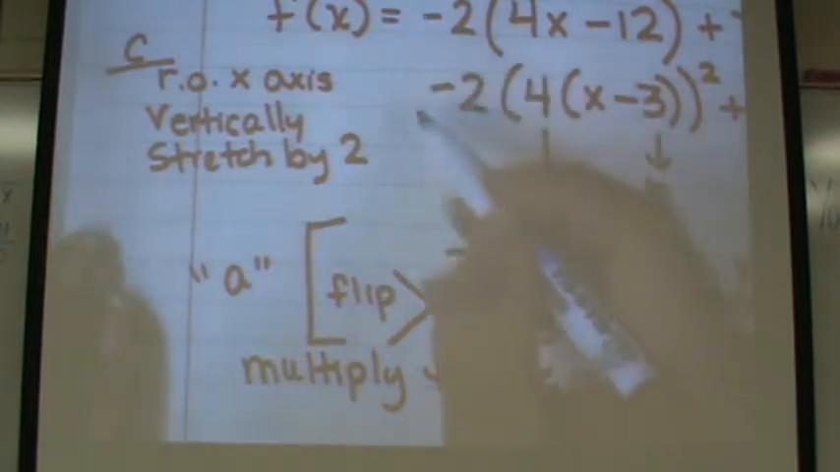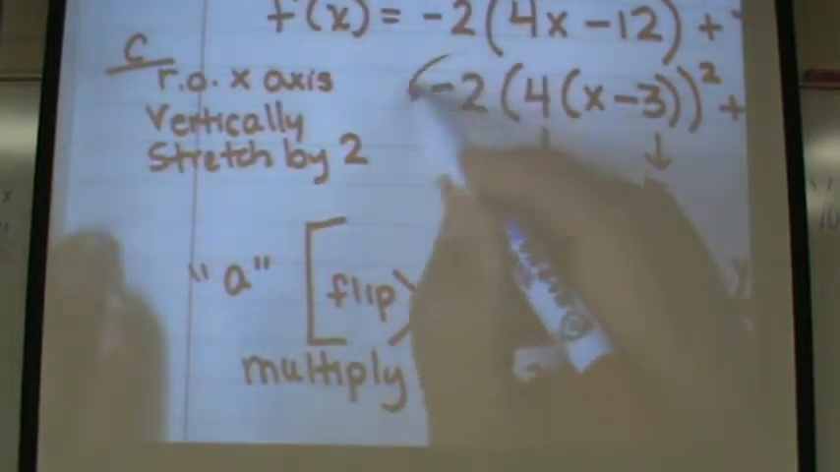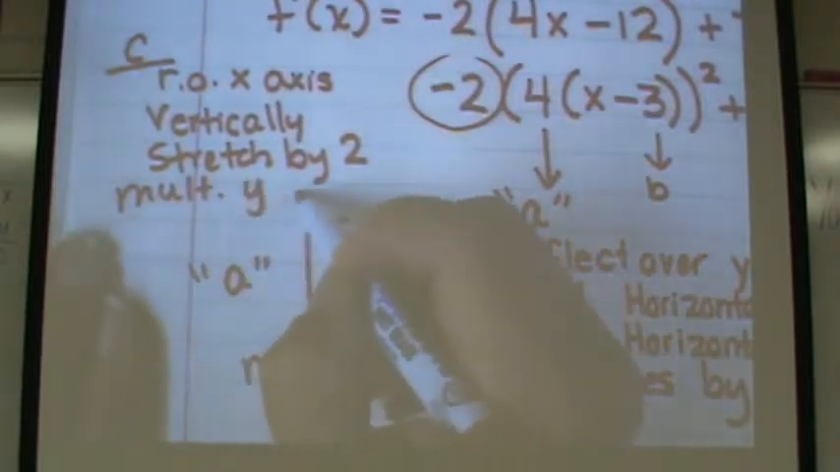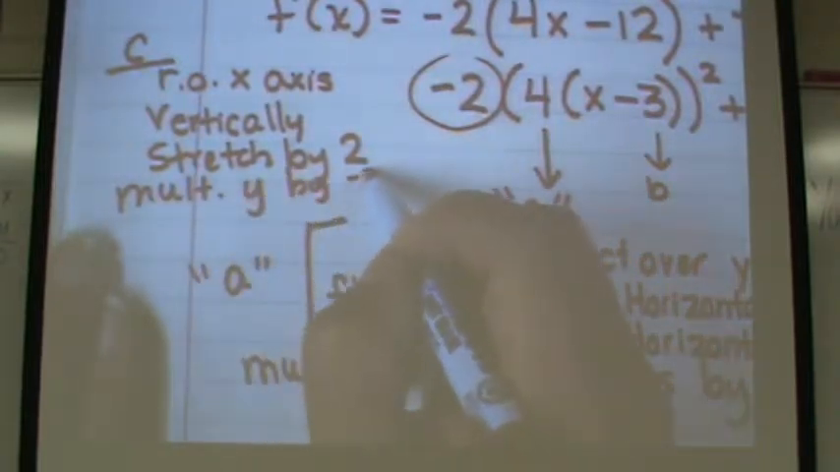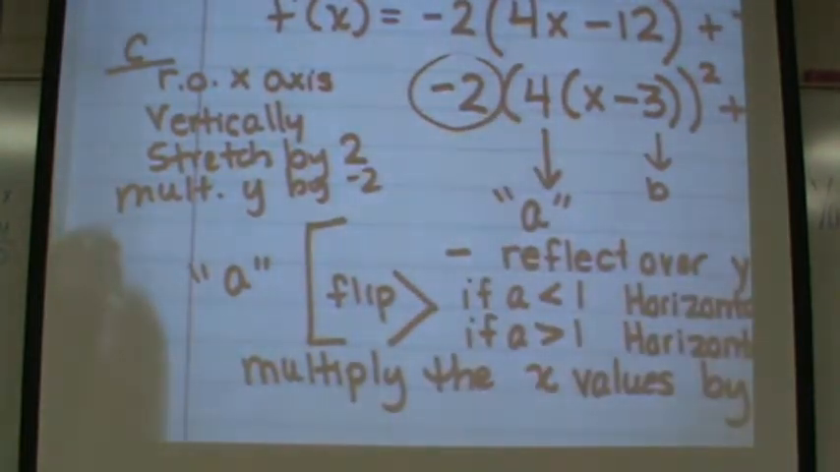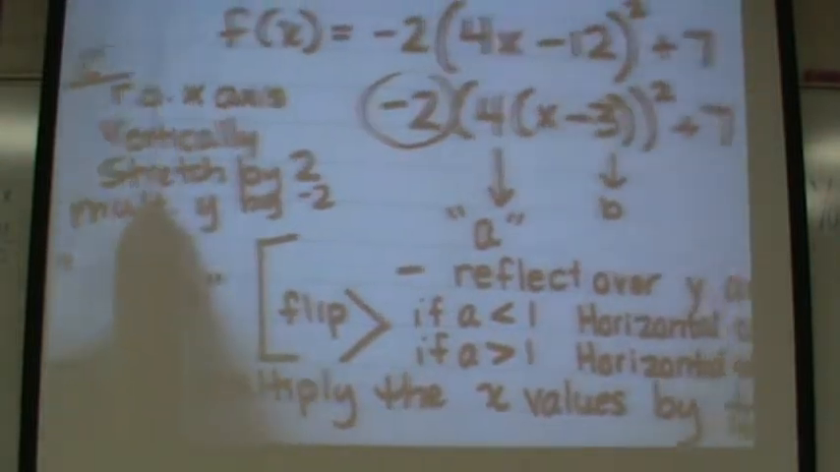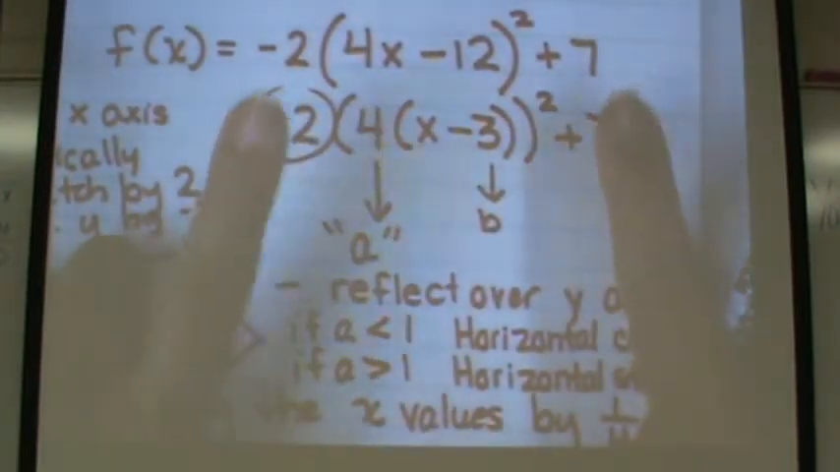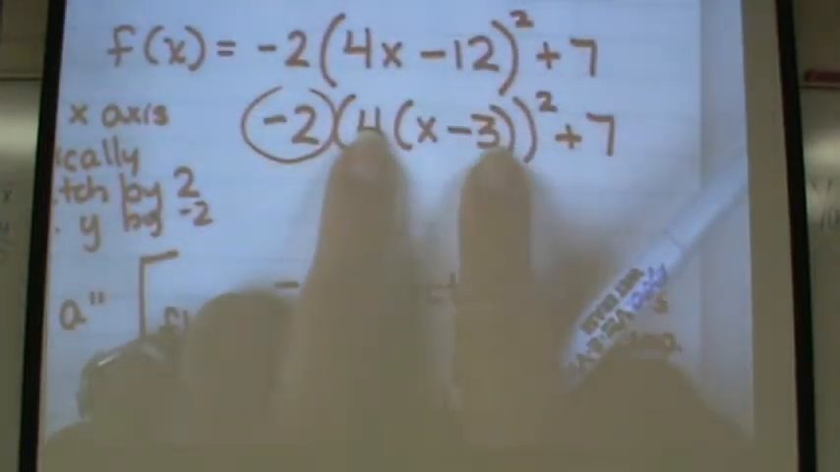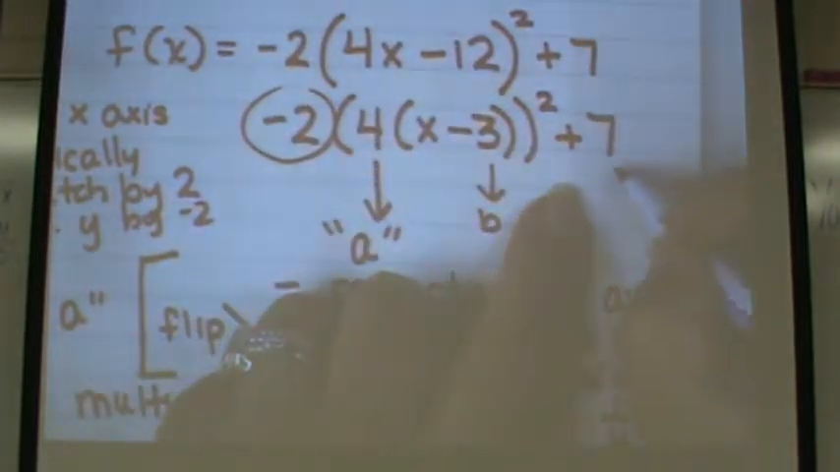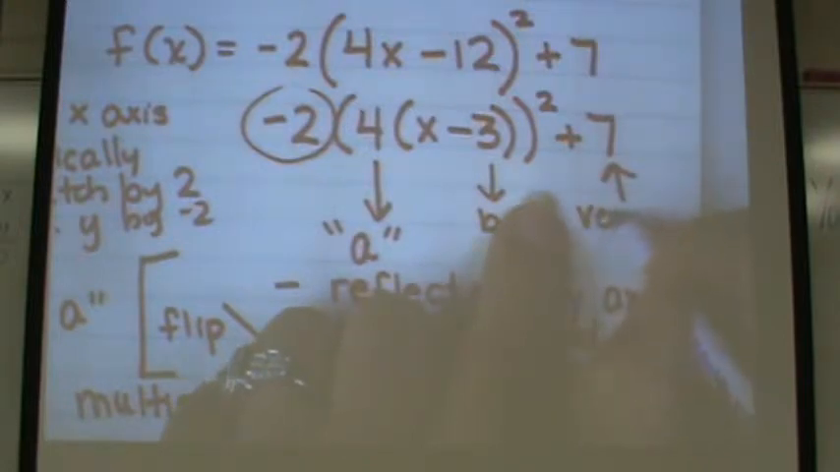How would you do this one mathematically? You multiply the y value by -2. So this one, you're going to multiply the y value by -2. And the last thing is going to move it up or down. These two move it vertically, these two horizontally. Outside vertically, inside horizontally. This is going to shift your graph vertically up 7.